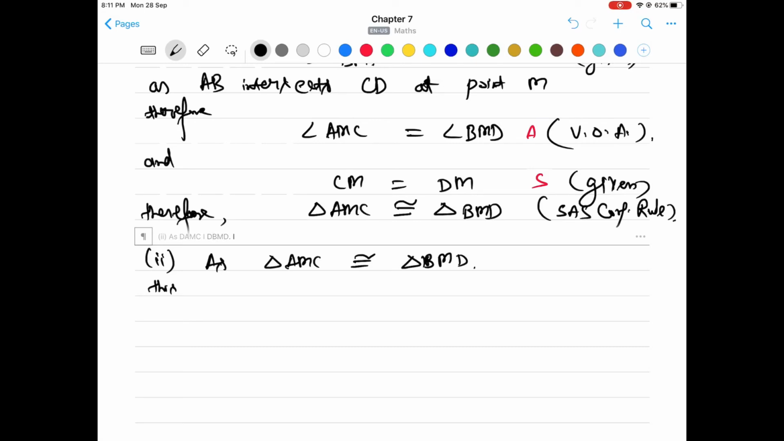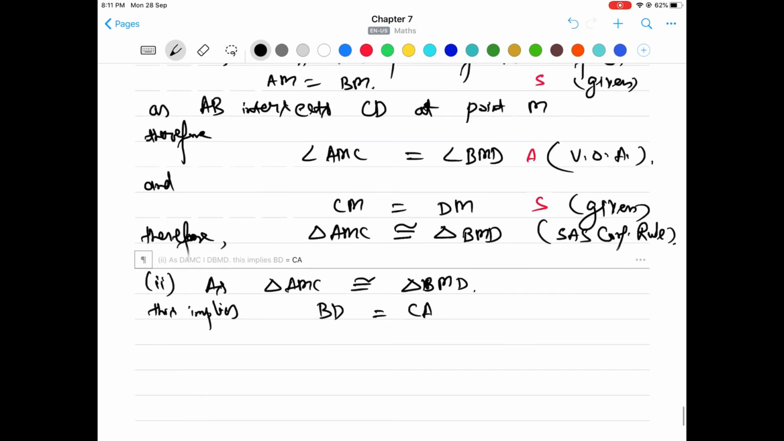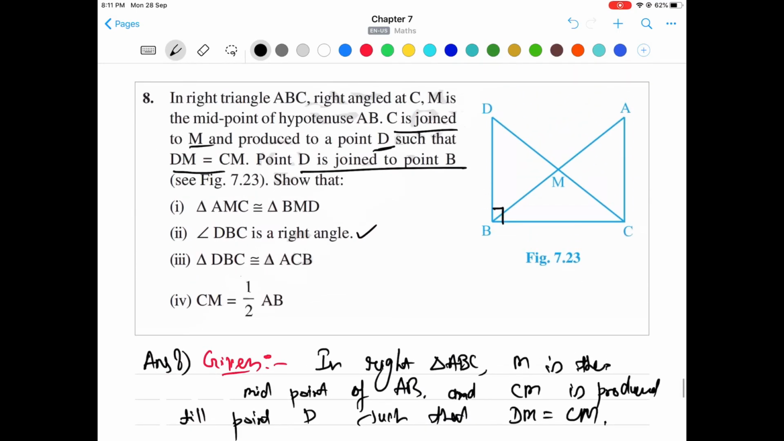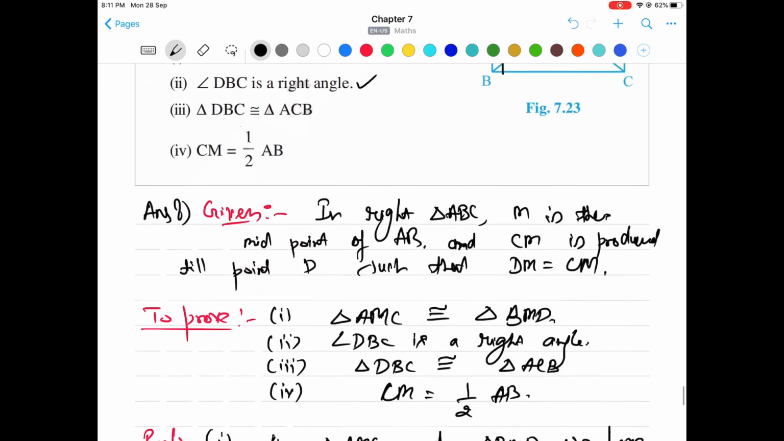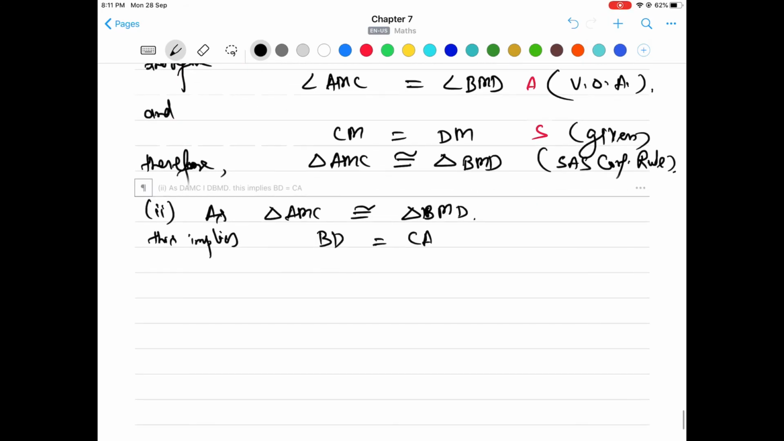Okay, so this implies that BD is equal to CA. Why? This BD will be equal to CA by the CPCT, corresponding parts of congruent triangles.